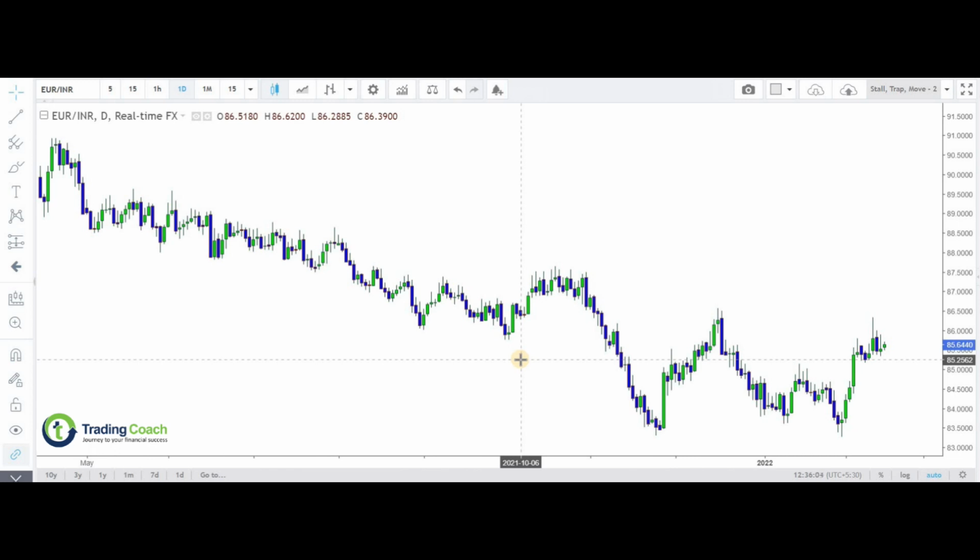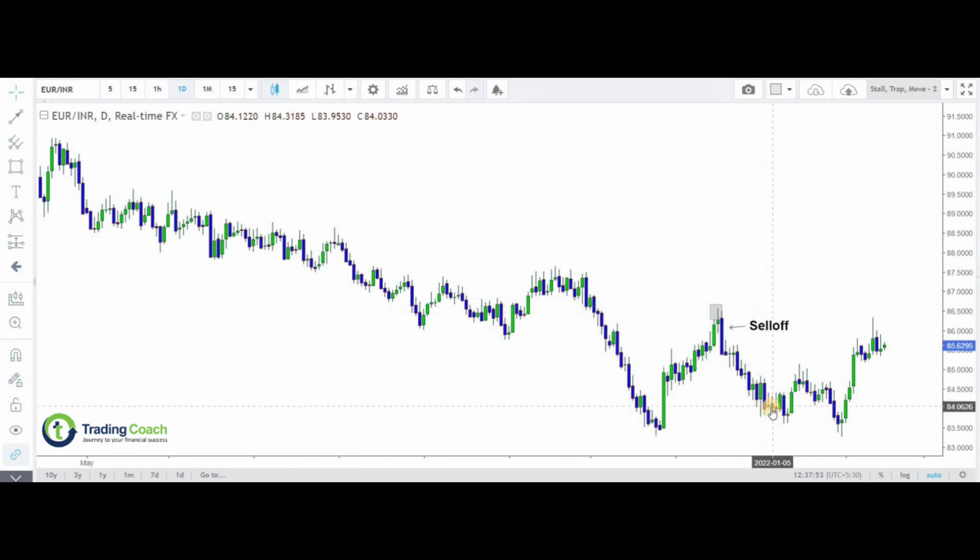Now let us look at some bullish examples. For this, I'm looking at the Euro INR currency chart on the 1 day time frame. First you can see a nice sell-off over here, a nice downfall. Let us just mark it out.